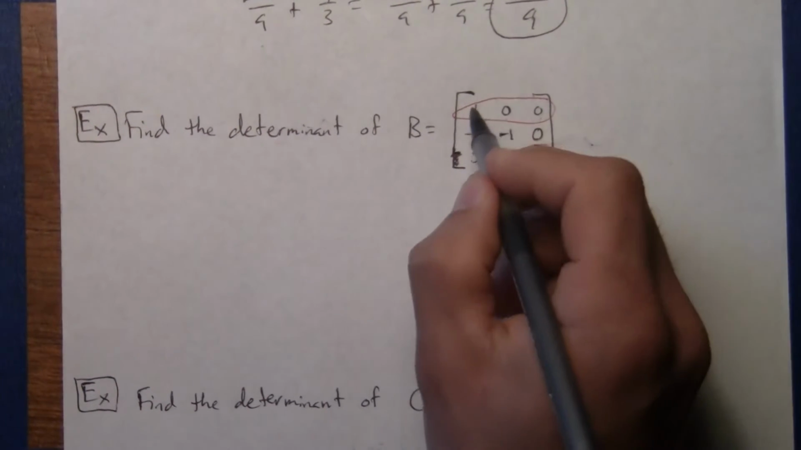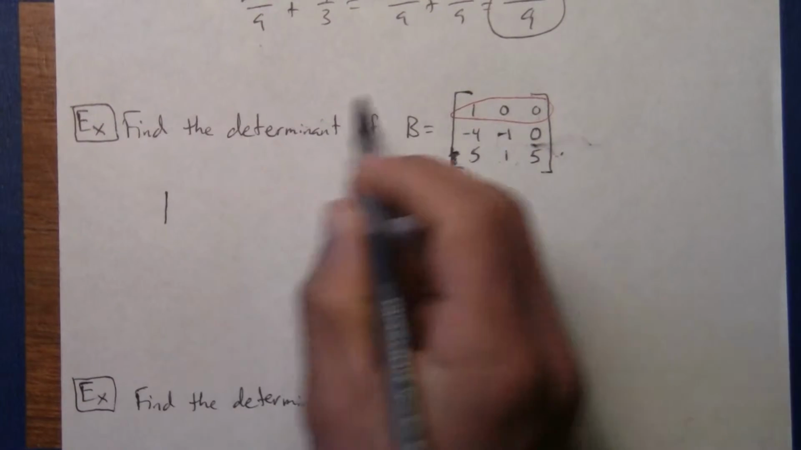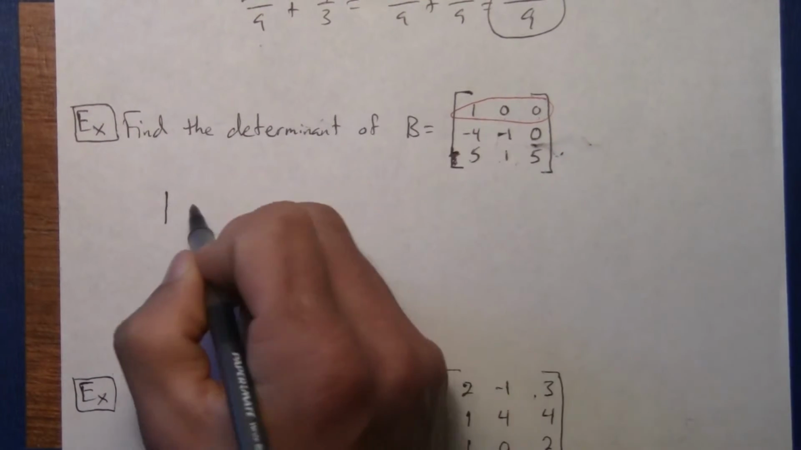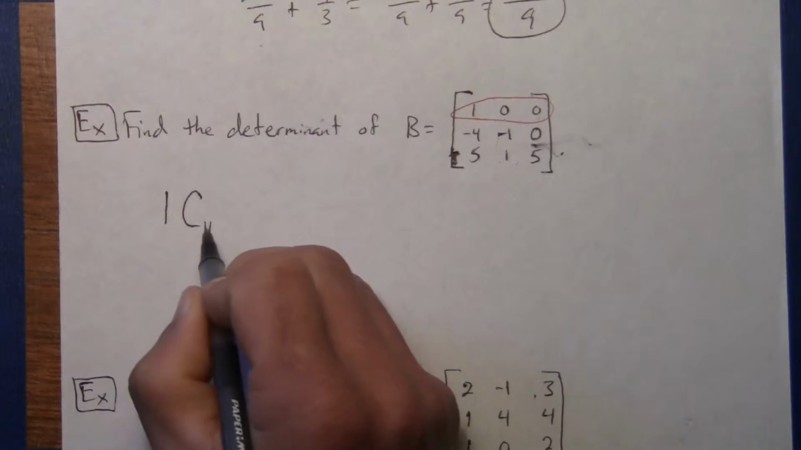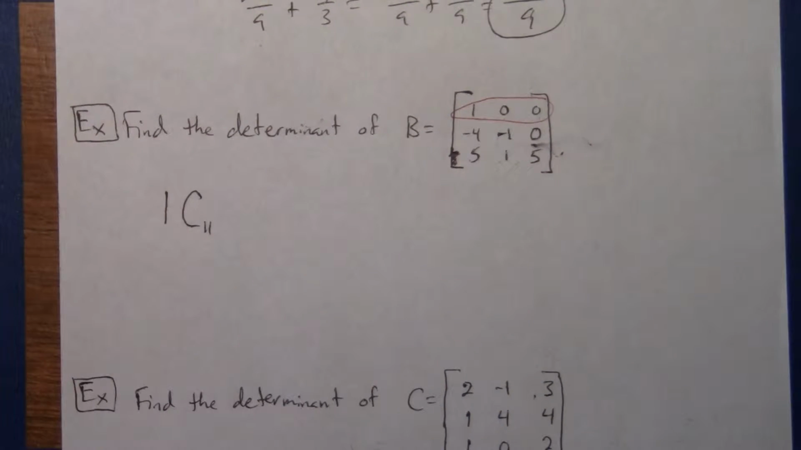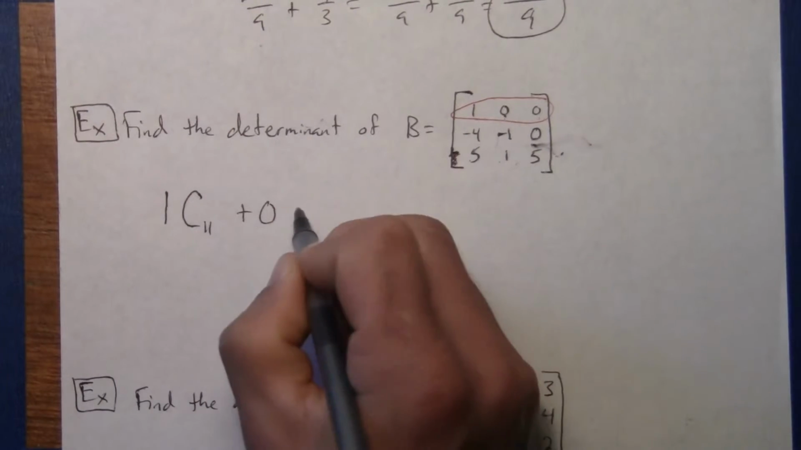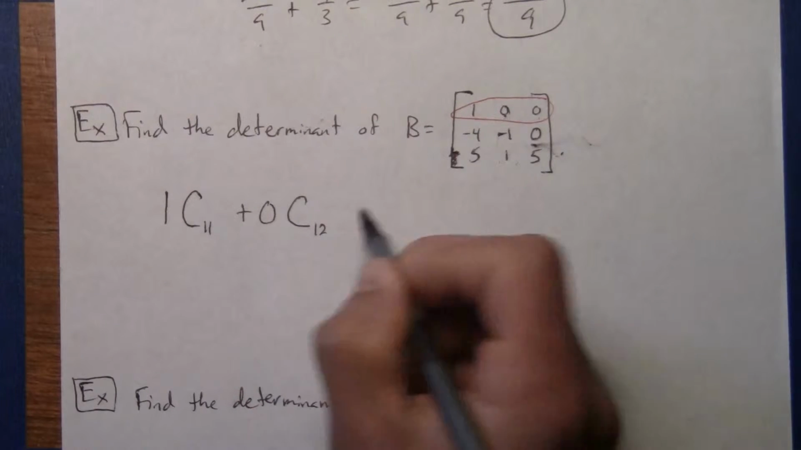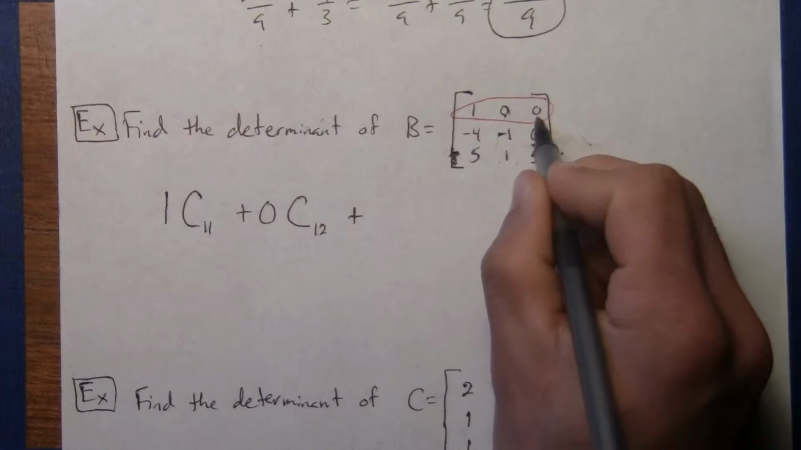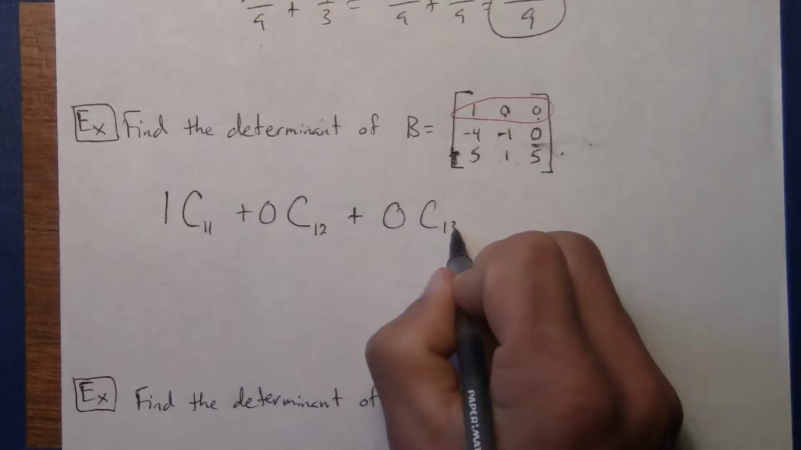Well, here's what we do. You take the element itself in that position, which is a 1, and then you multiply by its cofactor. So it's in the first row, first column, so I would say it's 1 times the cofactor C sub 1,1. The next element I have is 0, so it's plus 0 times the cofactor, this is the first row, second column. Plus, the next element in that row was 0 times the cofactor, that's the first row, third column.